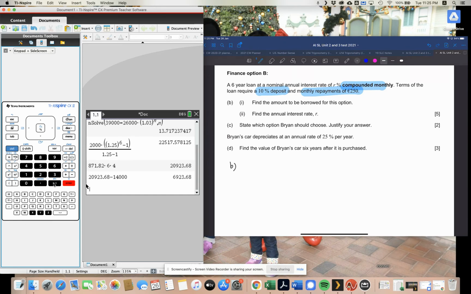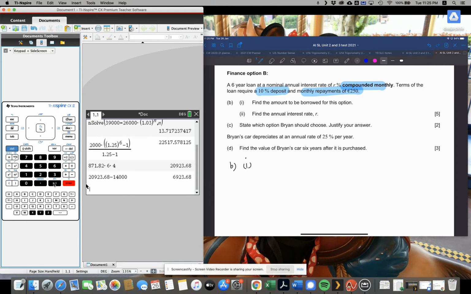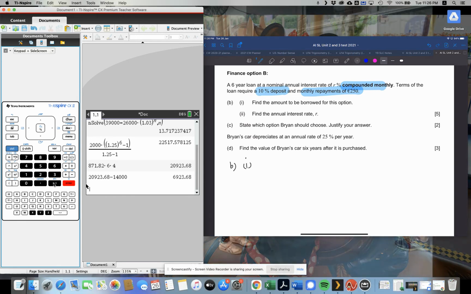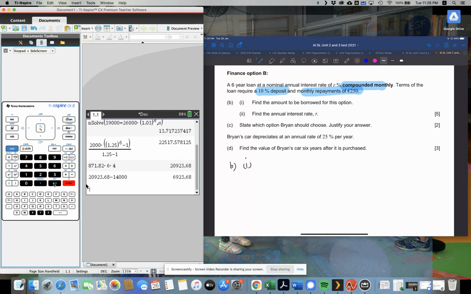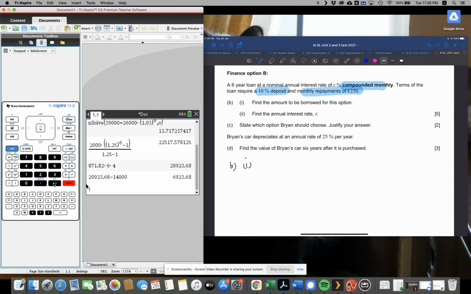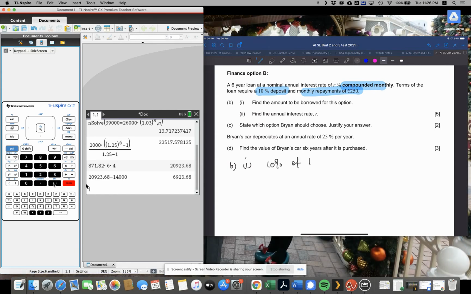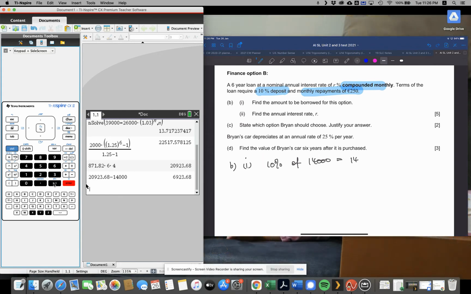So they change it up a bit. Then be very careful how we decode it. We need to find the amount to be borrowed for this option. 10% deposit, meaning in order to buy the car, you need to pay 10% of it first. The rest of it is on loan, and then you need to repay the rest. 10% of 14,000 is the deposit. So he needs to pay 1,400.